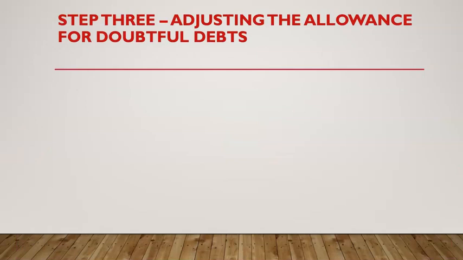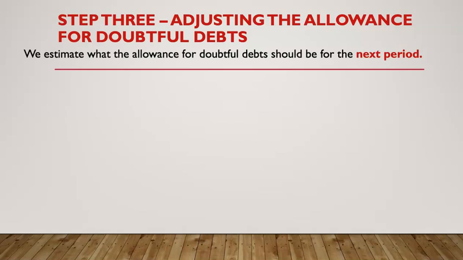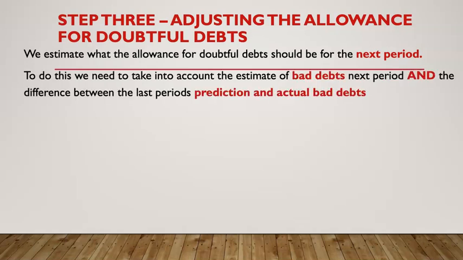The third step is we need to adjust the allowance for doubtful debts for next periods, because accounting doesn't happen in just one prediction, we keep moving on. So we need to estimate the allowance for doubtful debts that should be for the next period. To do this, we need to do a number of things. We need to take into account the estimate of bad debts for the next period. How much will we not collect in the next period? And most importantly, we need to look at the difference between the last period's prediction and the actual bad debt.